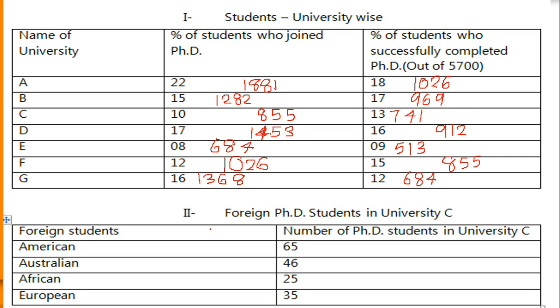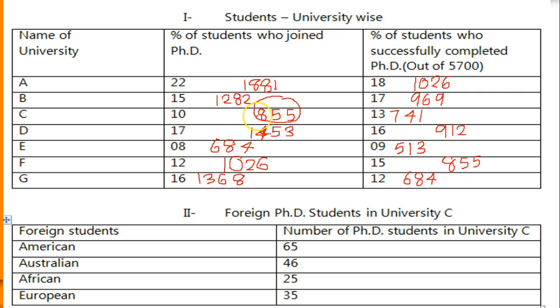So before going to the question, let's find the value of students in each university. The value of students who join PhD as well as the value of students who successfully completed PhD, so that it will be easier for us to find the answers. The first value we have is that the number of students who join for PhD in University C is 855. It's given. That means 10% is 855.